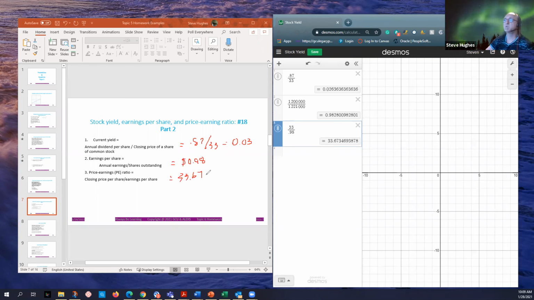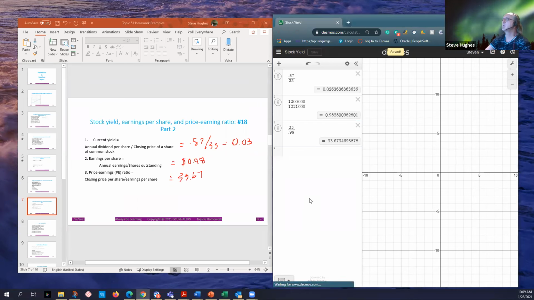Once again, that's the closing price per share divided by the earnings per share. Earnings per share we just did in step 2. So the price earnings ratio is 33.67. All right, very good, everybody. We saved our calculations. Let's save this. Let's go to the next question.